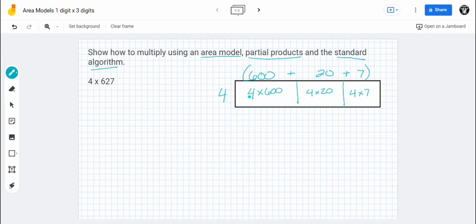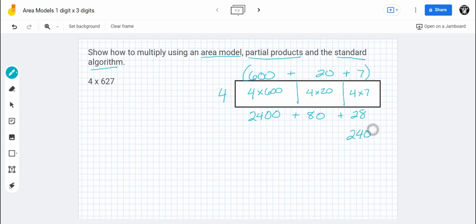So 4 times 600, well, you have 4 times 6, which is 24, but it's times 100 as well, so it's 2,400. Okay, and then 4 times 20, well, it's 4 times 2, which is 8, but 20 is 2 times 10, so it ends up being 80. And finally, you have 4 times 7, which is 28. Okay, so these are all your partial products.